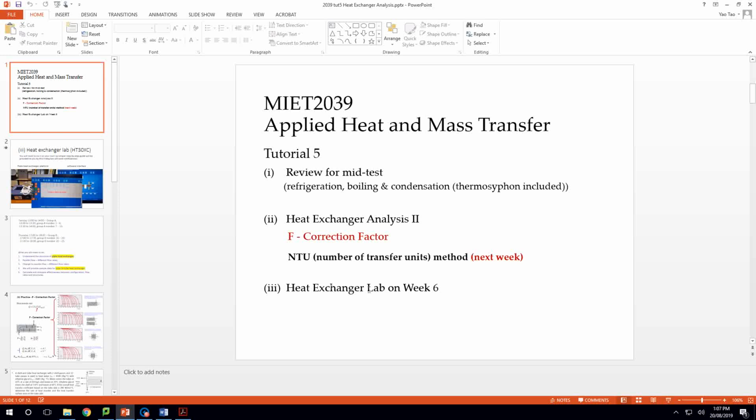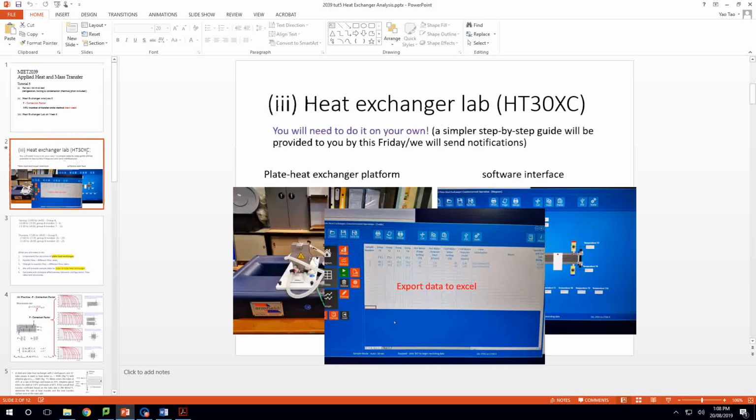And the third one is, because next week you are going to do the heat exchanger lab, and you will need to write your lab report on that. So that starts on Tuesday for Group A and Thursday for Group B. So I have to explain some things about the heat exchanger lab. Although I guess you would like me to go through the review first and then the heat exchanger lab, I will explain something for the heat exchanger lab first.